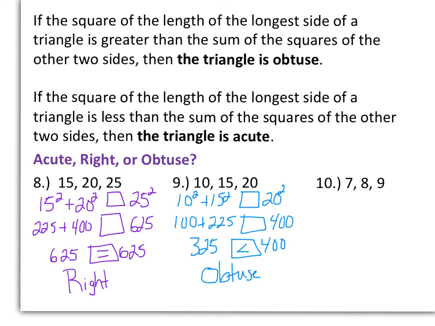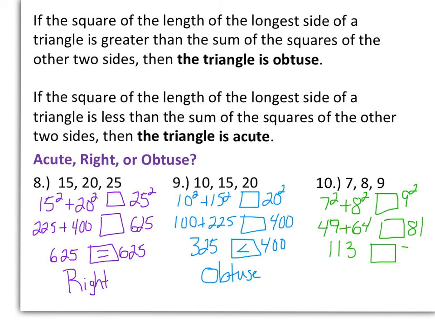And finally, number 10, 7 squared plus 8 squared. We have 9 squared. So 49 plus 64. And we have 81 on the right. So we get 113 and 81. 113 is greater. So if the sum of our squares of our two sides is greater than the square of the third, we have an acute triangle.